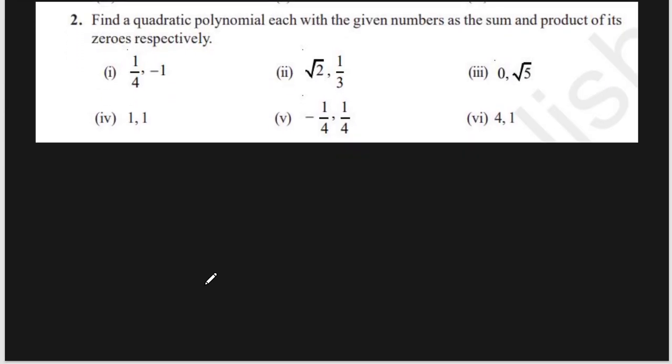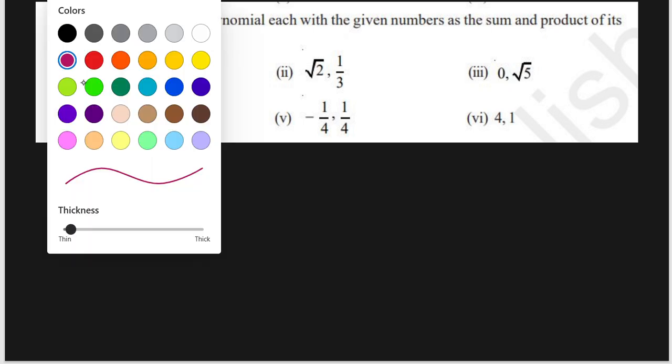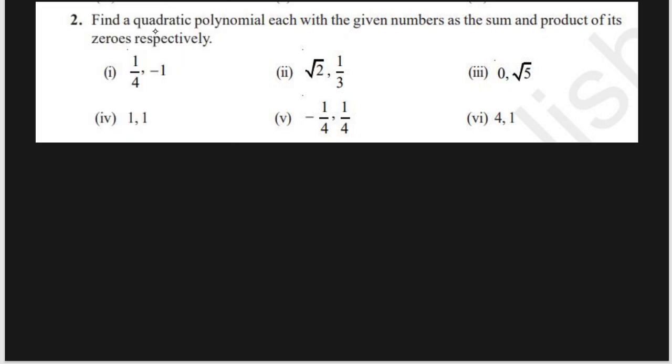Last question of the day is yours. Find a quadratic polynomial each with the given numbers as the sum and product of its zeros. That means again you must be thinking, ma'am, it's really simple now. How to find the quadratic polynomial? P(x) is x square minus sum of roots, don't forget your x, your friend, plus product of roots.